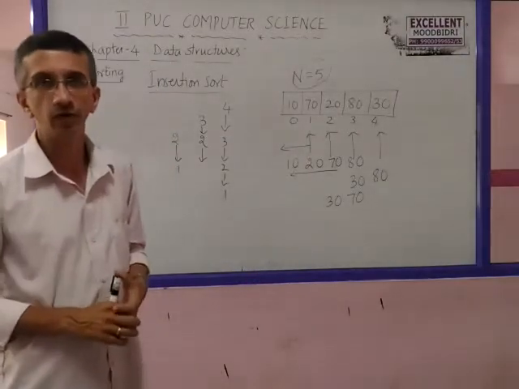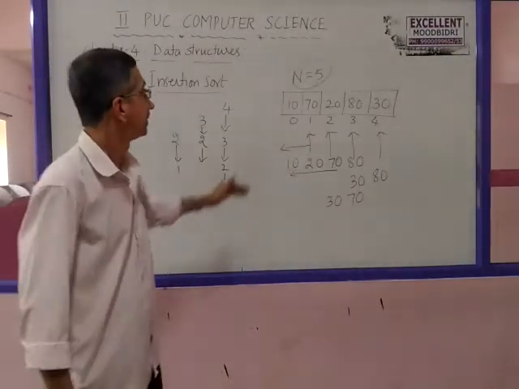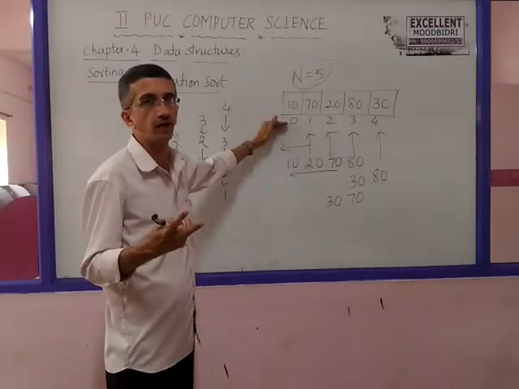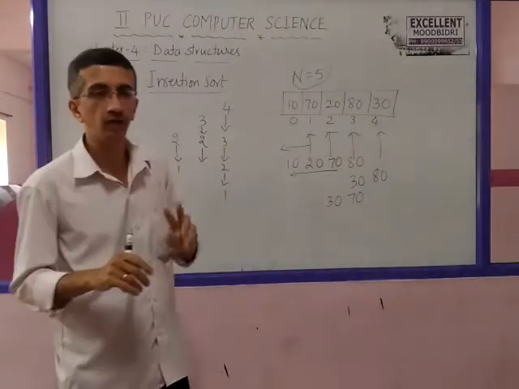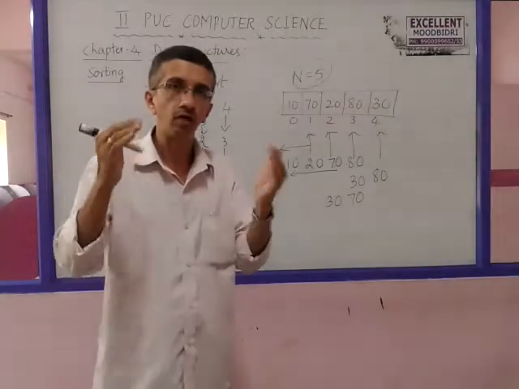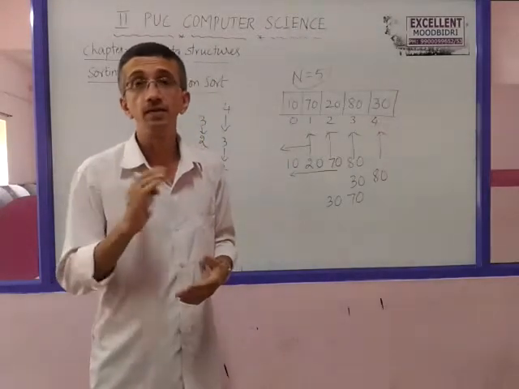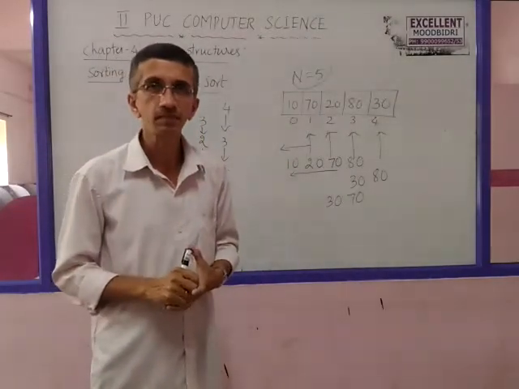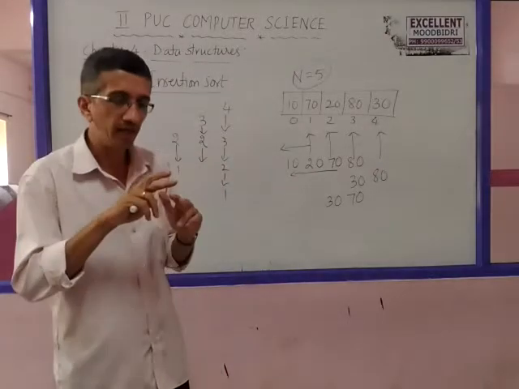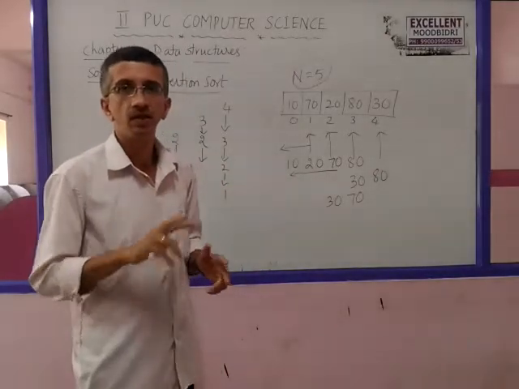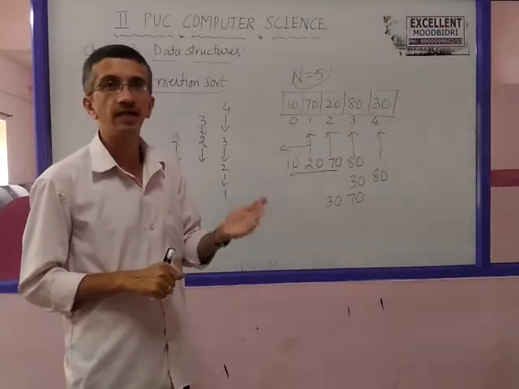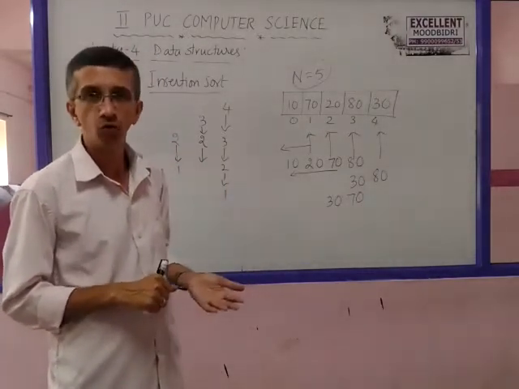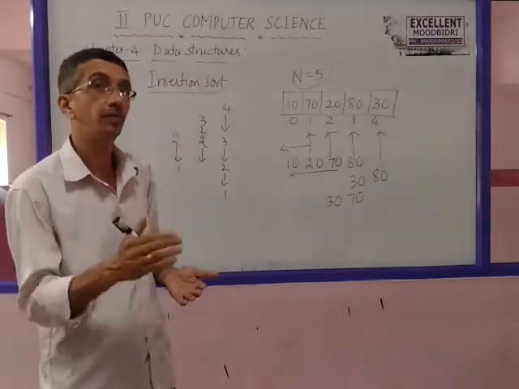Now let us write this algorithm. Before writing the algorithm, there are two loops required for any sorting algorithm, correct? Normally two loops are required. One loop is the outer loop, which will take care of the number of passes. How many times the comparison of the two items has to be done is taken care of by the outer loop, which is controlling the number of passes.